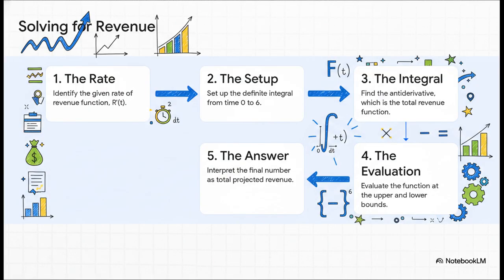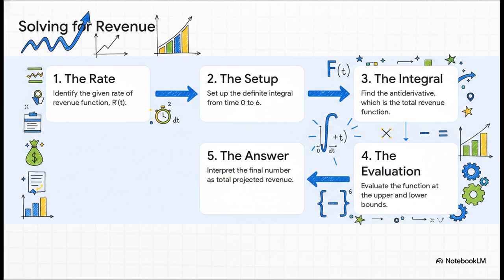So how do we get them their answer? We follow this exact 5-step process. First, we identify the rate function they gave us. Then, we set up our problem. We tell the math what we want to know by setting up something called a definite integral. We set the boundaries, our limits, from our starting point, time 0, to our endpoint, month 6.